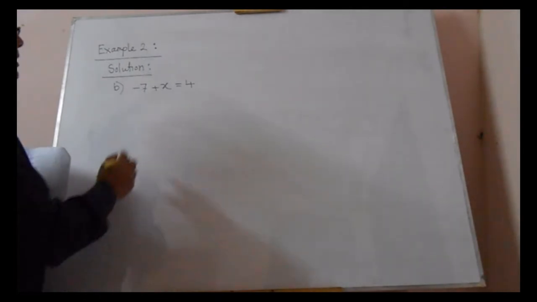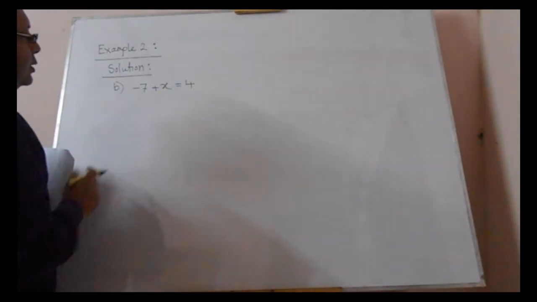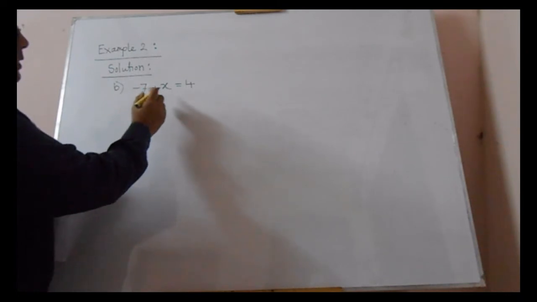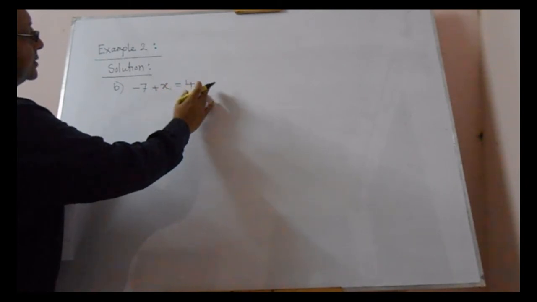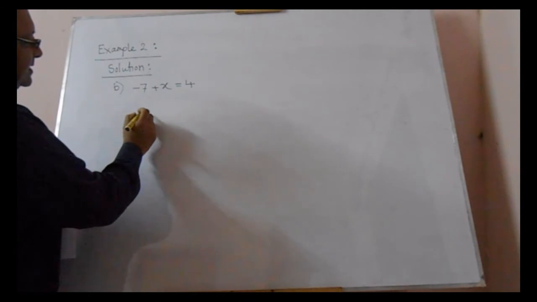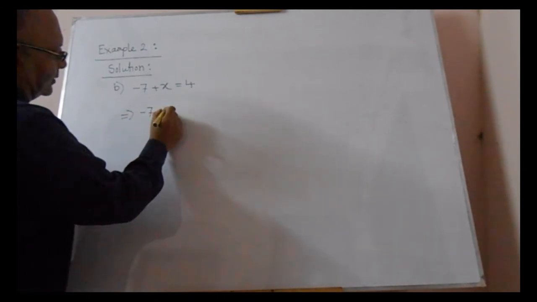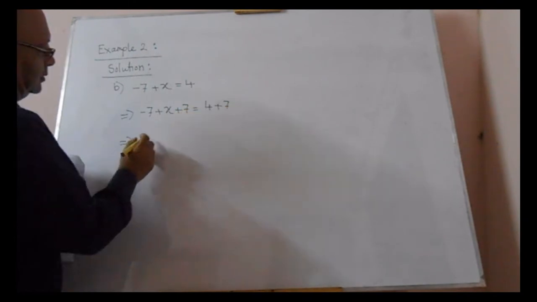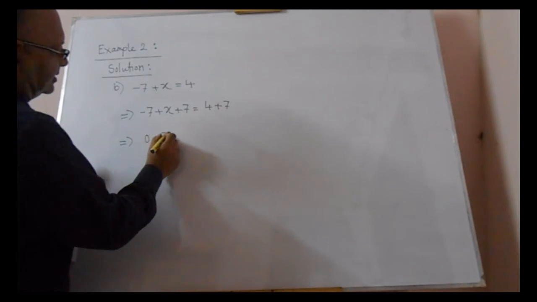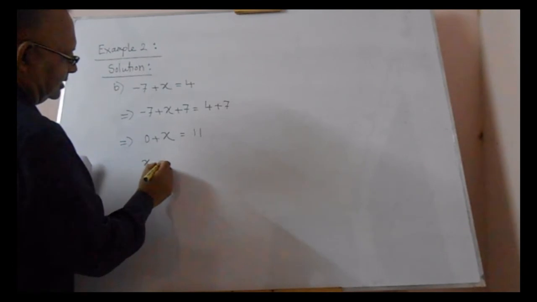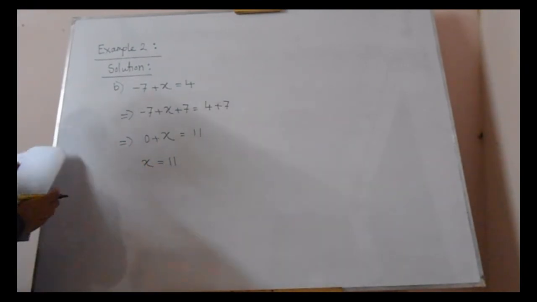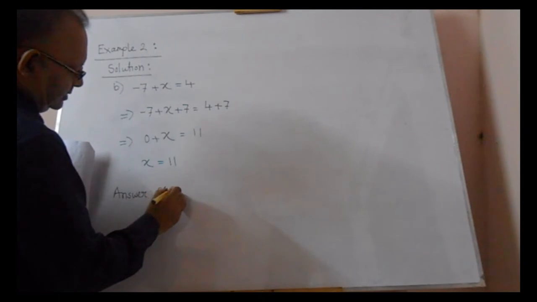For part C, we have negative 7 plus x equals 4. So we'll solve for the variable x. So we'll add 7 to both sides of this equation, so that on the left side only the variable x stays. So negative 7 plus 7 equals 0, plus x. 4 plus 7 equals 11. Therefore we can write x equals 11. And our answer is 11. x equals 11.